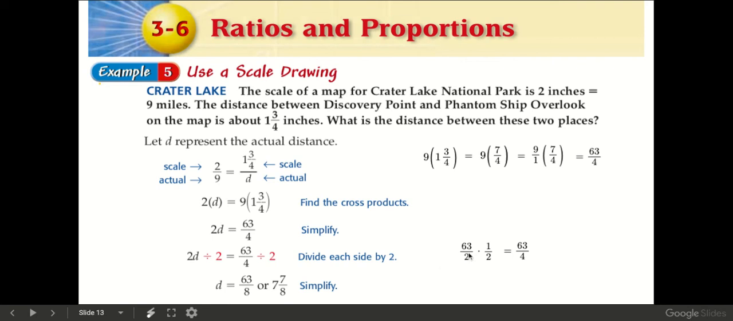Oh, yeah, I mistyped it. This should have been 63 over 4. So 4 times 2 is 8. So 63 over 8, or 7 and 7/8, right? Because 63 is divisible by 8 7 times, but you still have 7/8 left over. So 7 and 7/8.